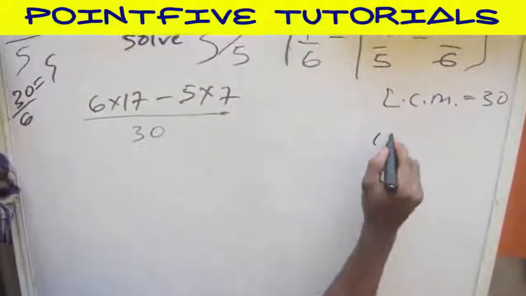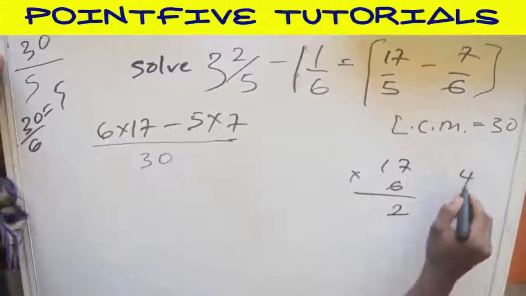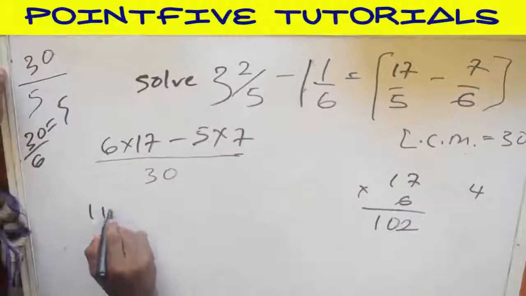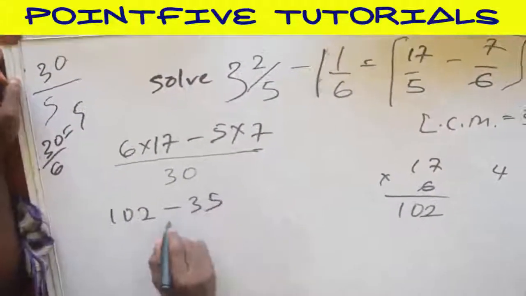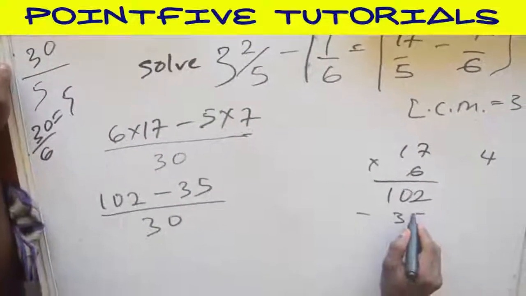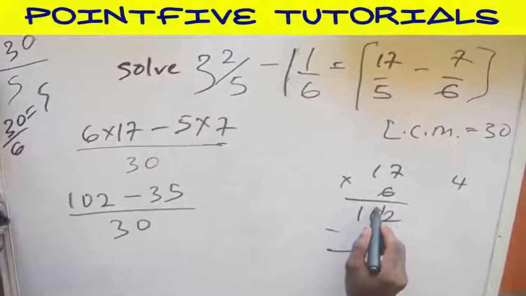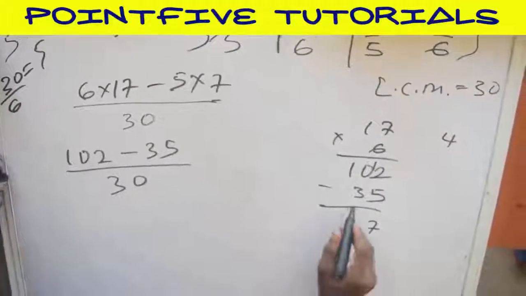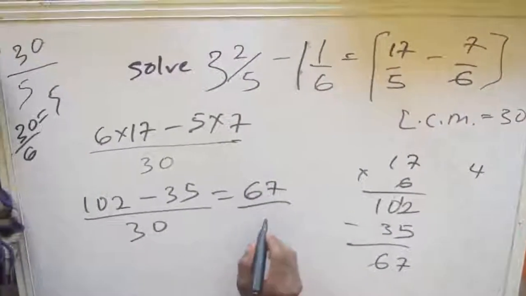6 times 17, let me multiply it somewhere. 6 times 7 is 42, write down 2 carry 4. 6 times 1, 6 plus 4, 10. So we have 102 minus 5 times 7 is 35, all divided by 30. So when you subtract this by 35, you have 67 over 30.